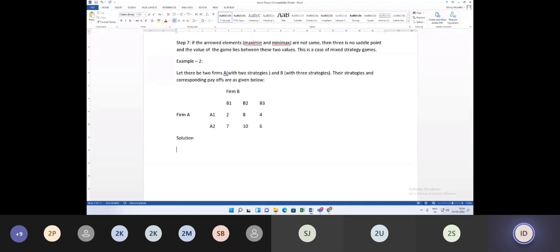Their strategies and corresponding payoffs are as given below. Firm A has two strategies. Firm B has B1, B2 and B3, three strategies. And this is the payoff matrix, which is decided by using past historical data.